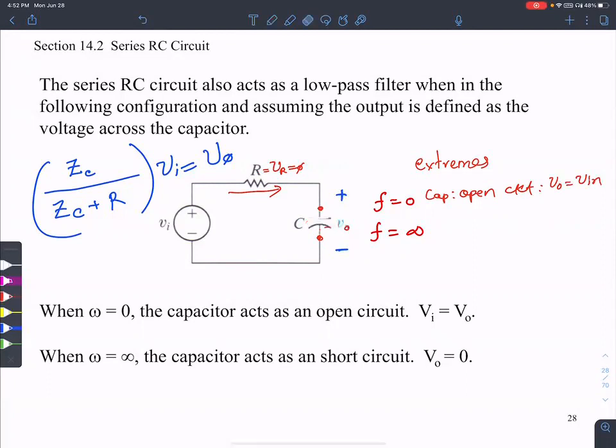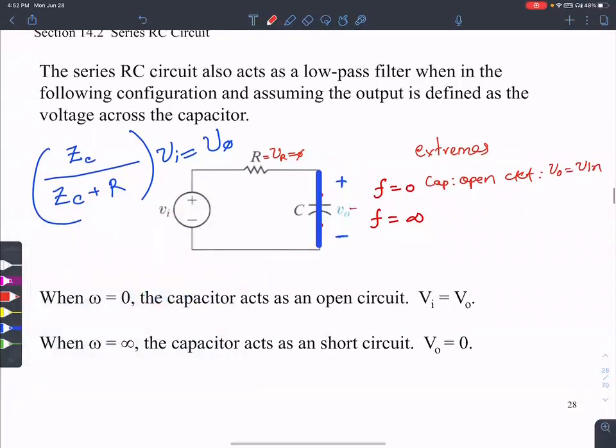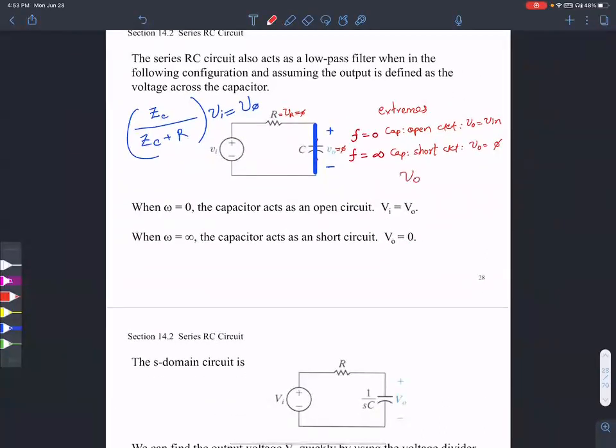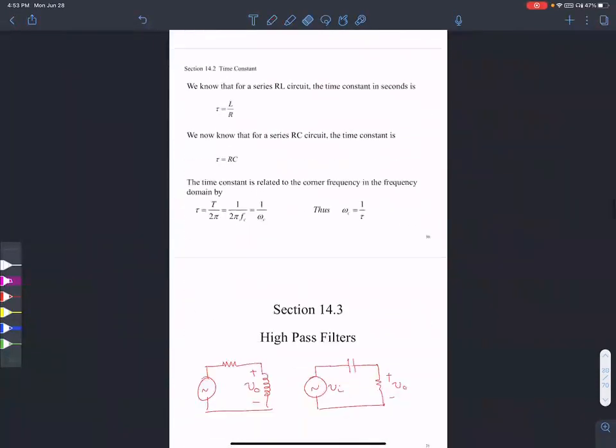And on the other extreme, when your frequency is infinity, this capacitance acts as a short, meaning there's no voltage drop across a short. So capacitance is a short circuit, therefore V output equals 0. So the idea is if you were to plot V output over V input, at low frequencies it's going to be 1, and it goes towards 0, hence a low pass filter. Let me show that to you.